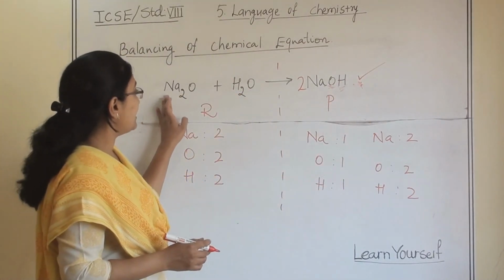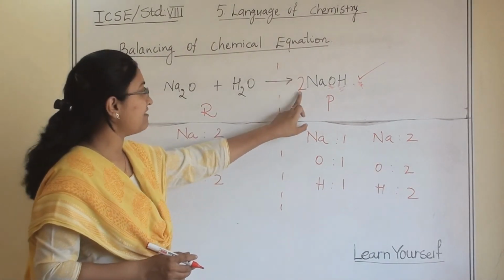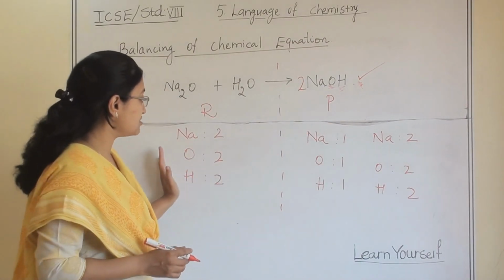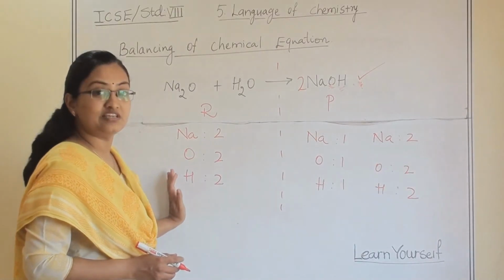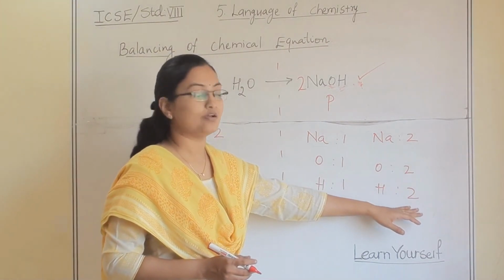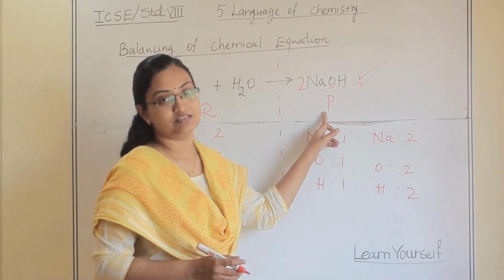Earlier it was Na2O, H2O and NaOH. So I have added 2 here. And now my equation is balanced because the number of atoms in the reactants is the same as the number of atoms in the product. So this equation is balanced.